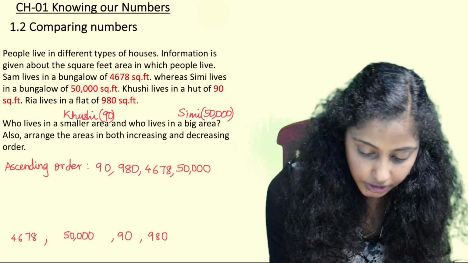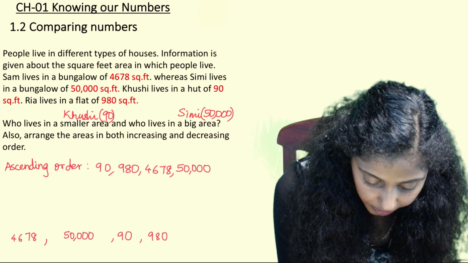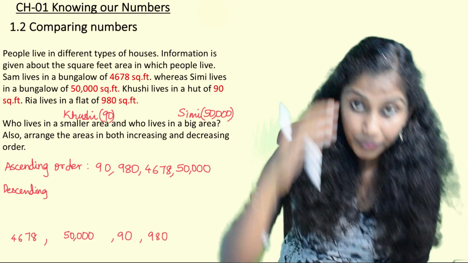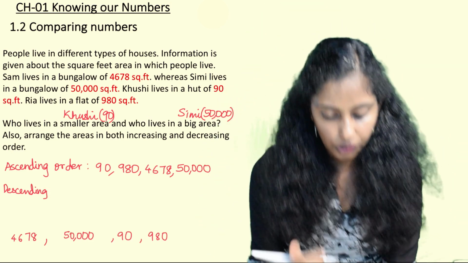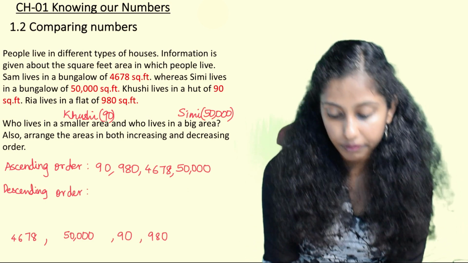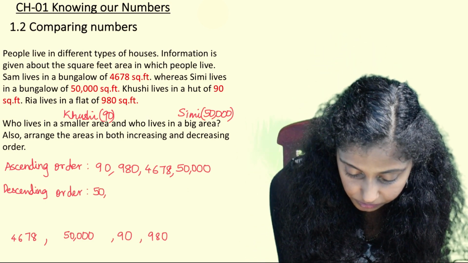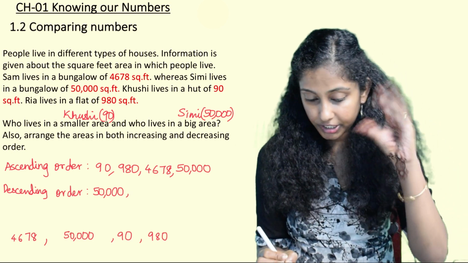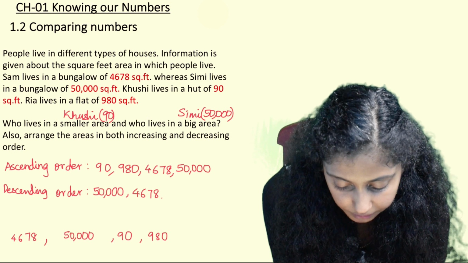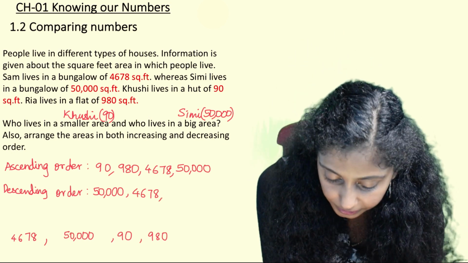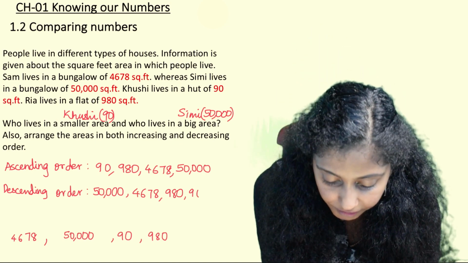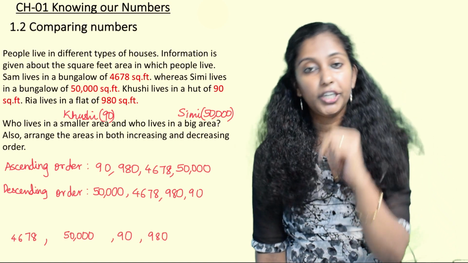Now we have to write in the decreasing order. Decreasing order is also called descending order, meaning it always goes from a higher to a lower position. So when we write it in descending order, we write the biggest one. Biggest is 50,000. There are 5 digits. Then we have the smaller one, 4678. There are 4 digits. Then we have 980, which has got 3 digits in it. And then we have 90, which has got ultimately 2 digits.